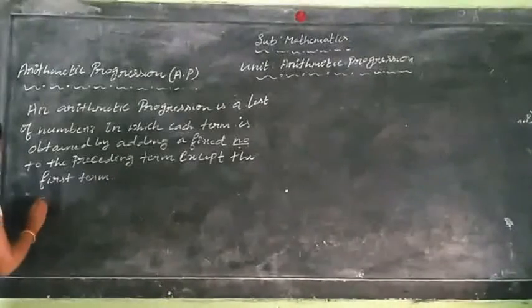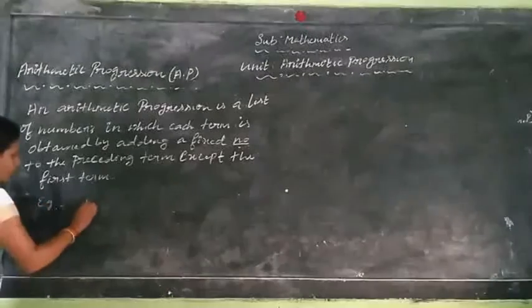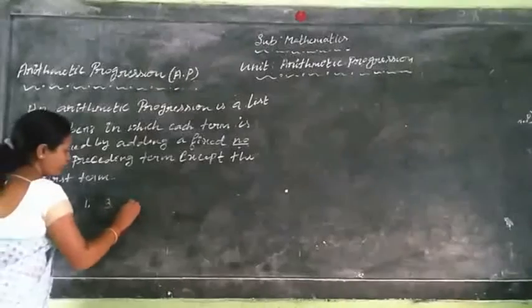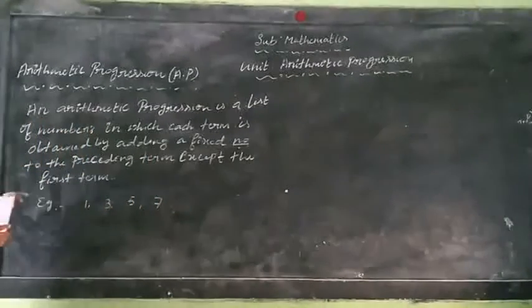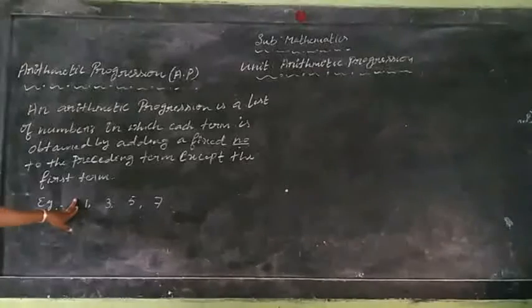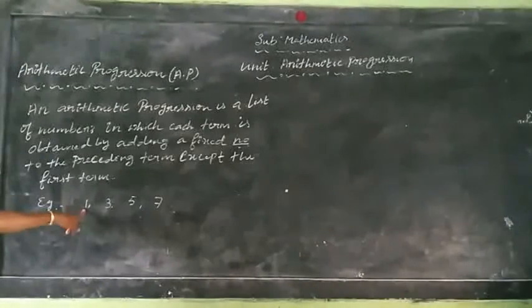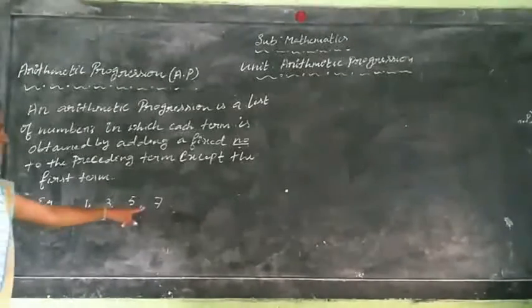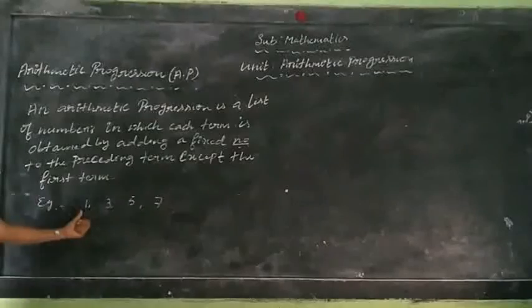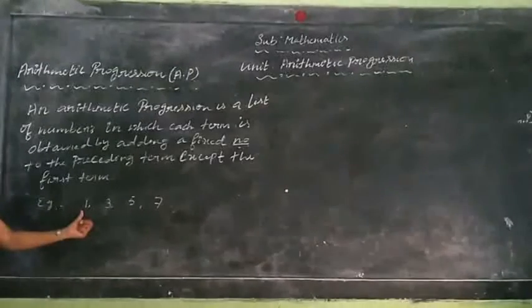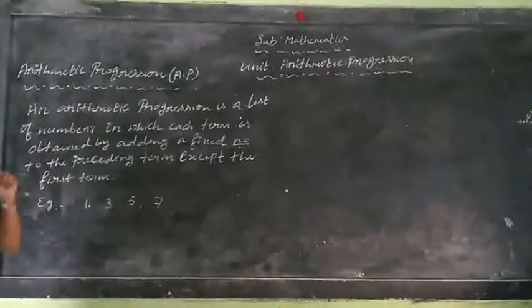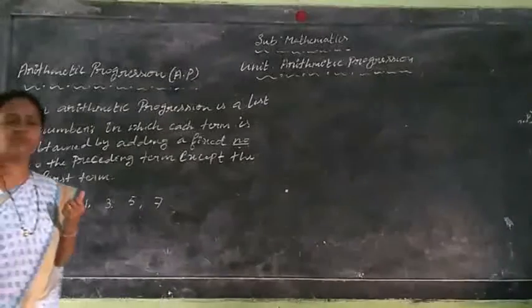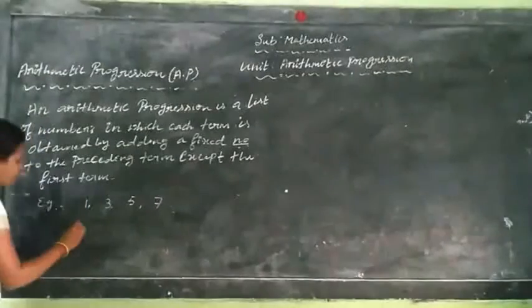Shall we take one example? 1, 3, 5, 7. Just see this carefully. It's a list of numbers, isn't it? In each term, 1, 3, 5, 7. See the first term, children? 1 is the first term, isn't it? So for 1, what we have to add to get 3? Yes, we have to add 2, children.